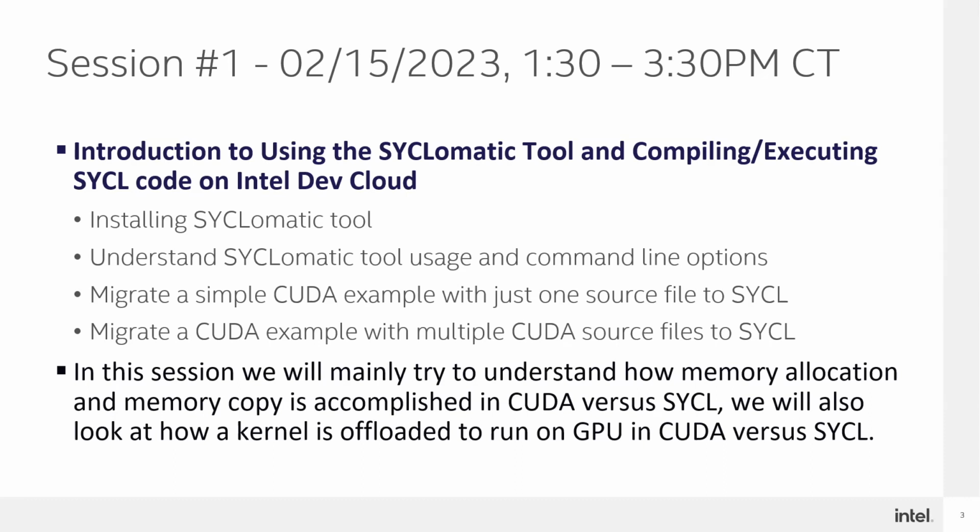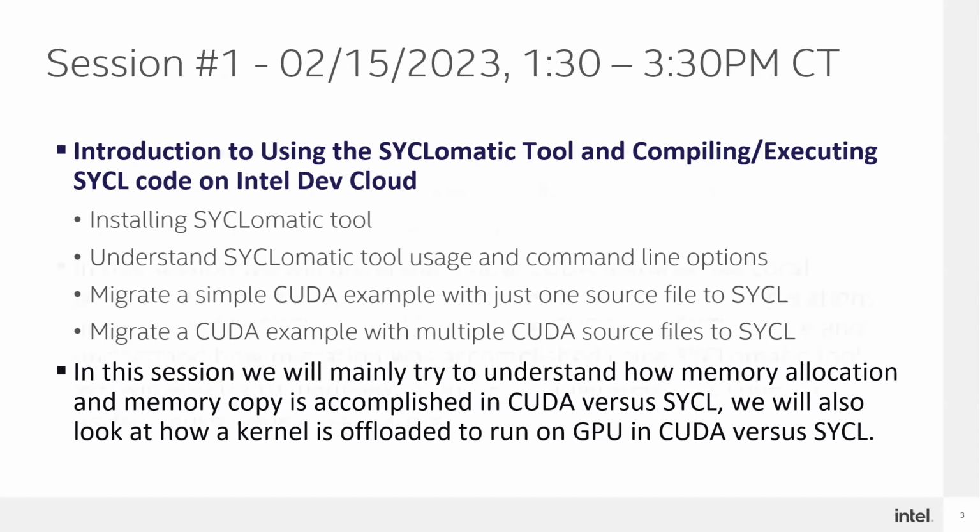And then we will also pull down a CUDA project from NVIDIA's CUDA sample repository and then try to migrate one of the examples there, right? So mainly at the end of this session, you will understand how migration works. Mainly, we will look at how memory allocation and memory copy is accomplished in CUDA versus SYCL. And we will also look at how a kernel is offloaded to run on a GPU on CUDA versus SYCL, right? So that will be the main learning objective of this session.